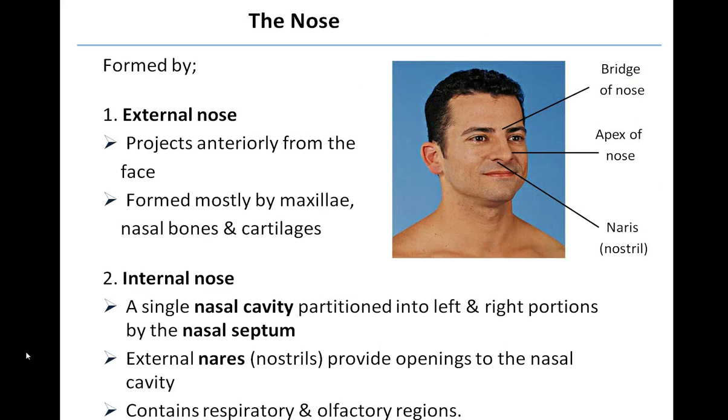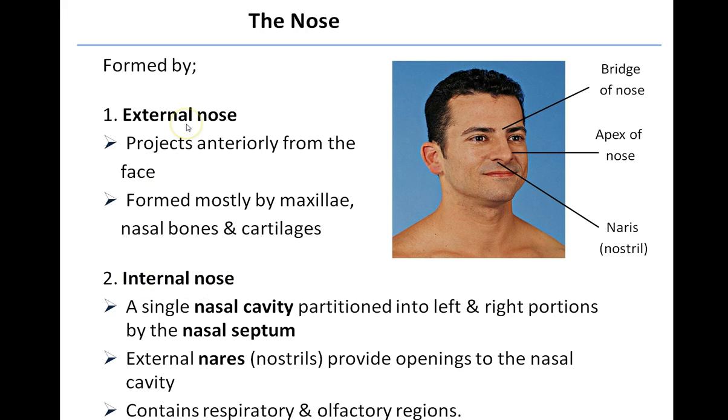So let's begin our examination of the structural features of the respiratory system. The first of these is the nose. We'll start here because this is where the air enters the respiratory system. The nose is formed by two major regions. We have the external nose and the internal nose. We'll focus primarily on the internal nose.